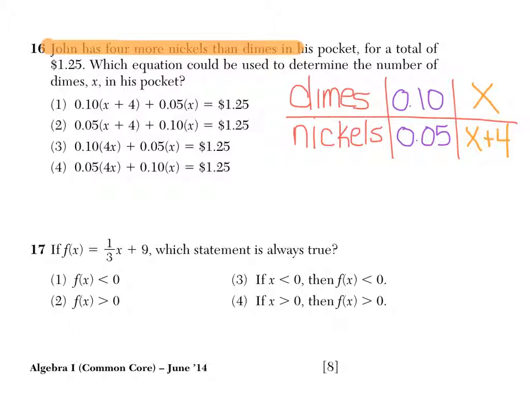If we look at our equations now, we need to multiply the 10 cents times x, which doesn't look like it's happening in answer choice 1. It looks like it's happening in answer choice 2, not 3, and it's happening in 4. Now we're going to make sure that we're multiplying the 5 cents times the entire quantity of nickels, x plus 4. Remember, x plus 4 is not 4x. Therefore, 4 is out, 2 is in.